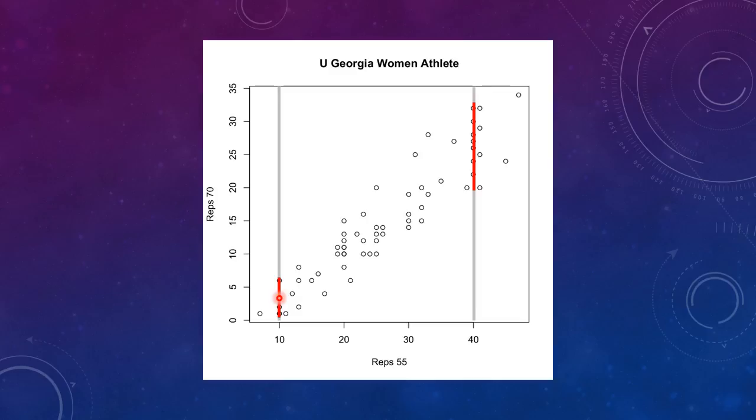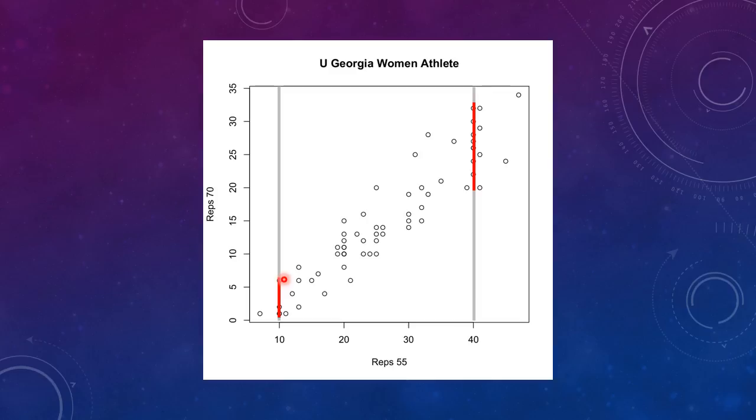So we're interested in reducing the prediction error when predicting repetition 70. If we know repetitions 55 and we know that repetitions 55 and repetitions 70 are correlated, how could we use what we know about repetitions 55 and repetitions 70 to improve our prediction? Instead of using the overall mean to predict rep 70, we can use the conditional mean. That is, we find the mean only of athletes who have the same reps 55 and predict using that mean instead of the overall mean. For example, if reps 55 is 10, we might predict something like 3 for rep 70. But if reps 55 is 40, we might predict something like 25.